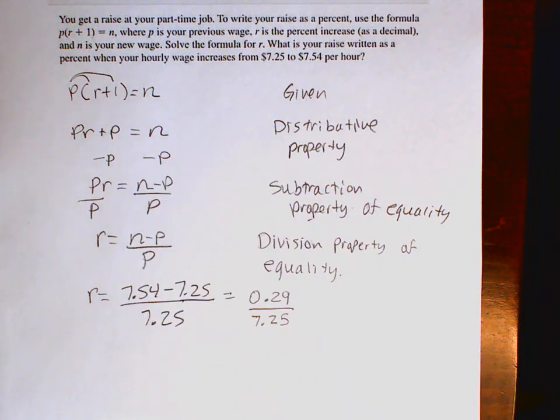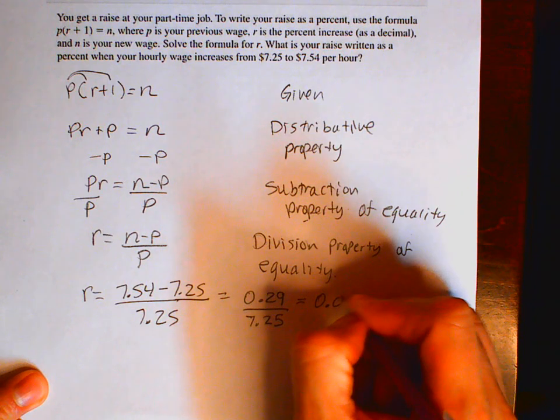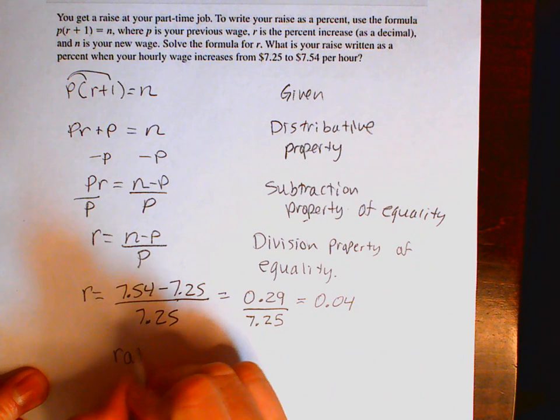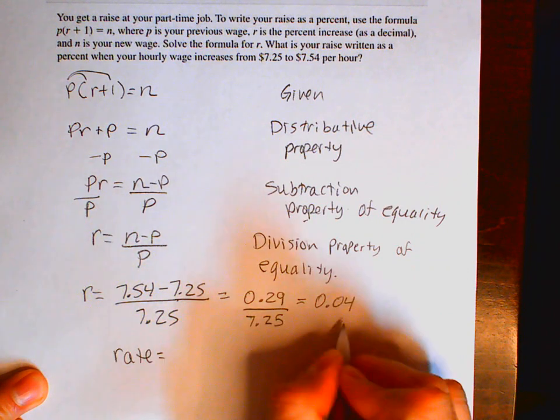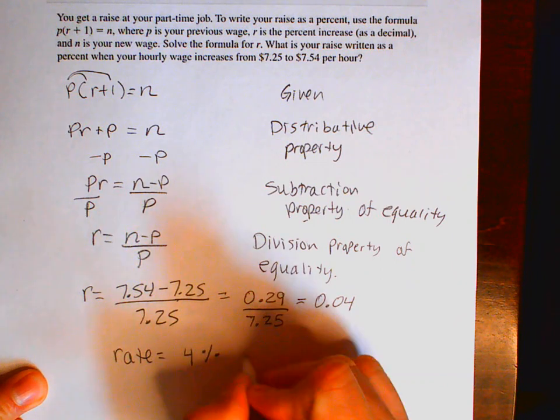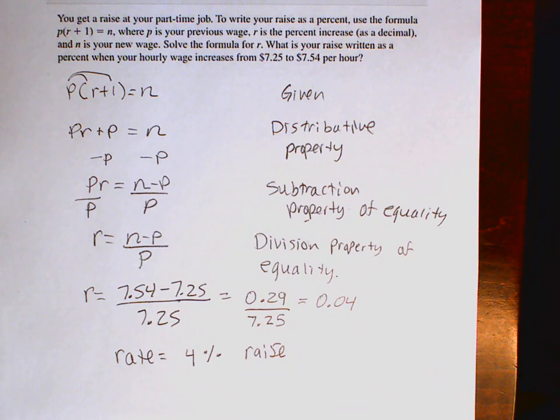So when you divide this into the calculator, you're going to get 0.04. Now that's the equivalent to a 4% raise. That is not a good raise, but it's better than nothing. All right, that's question number 3.